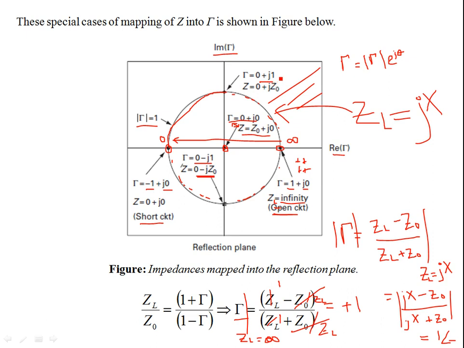So there is a difference. This part is inductive. So X over here is greater than 0, or should I say g of x is greater than 0. Then in the lower part, g of x is less than 0, so that's capacitive. And then on the real axis, from infinity to 0, you have open circuit to short circuit conditions.